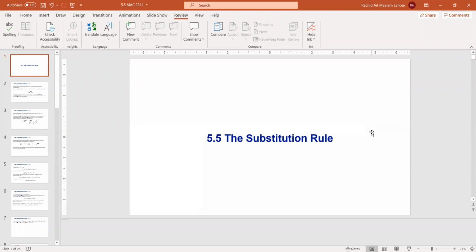Hello, everyone. This section is 5.5, and it's the last section in this chapter. Of course, it closes Calc 1.